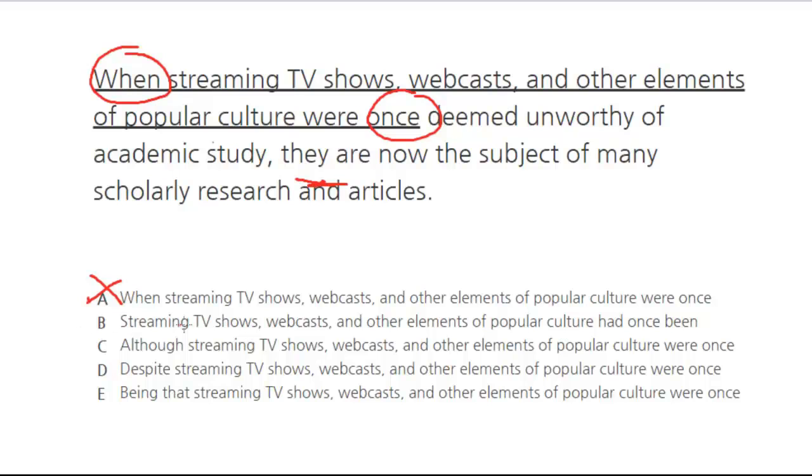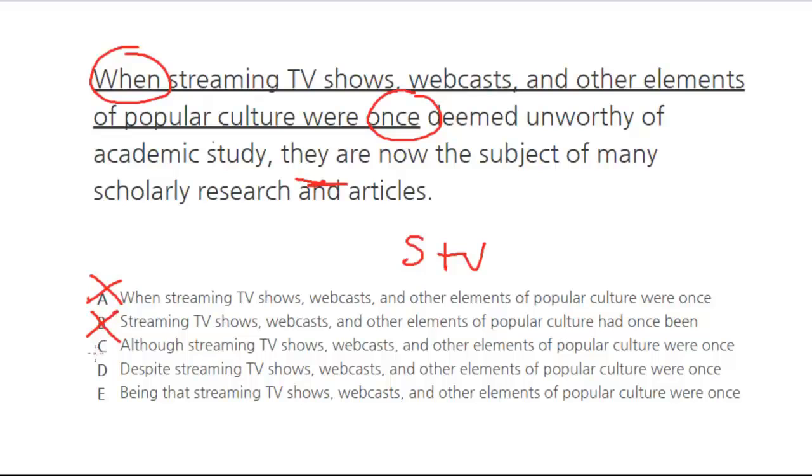What about B? "Streaming TV shows, webcasts, and other elements of pop culture had once been deemed unworthy. They are now the subject of many scholarly research." If you find the subject and verb, you realize that B is a comma splice, right? There are two subjects and verbs. You have all these things had once been unworthy, and then they put a comma, they are now researched, right? That's what they're saying. So it can't be B.